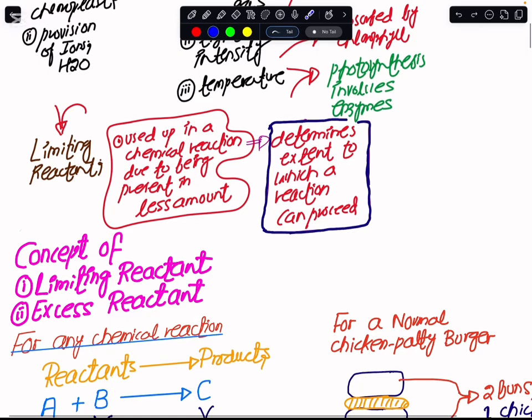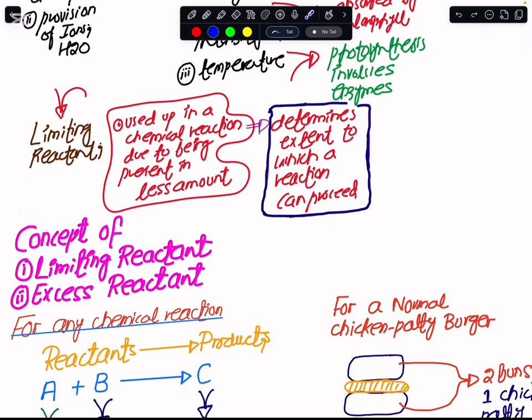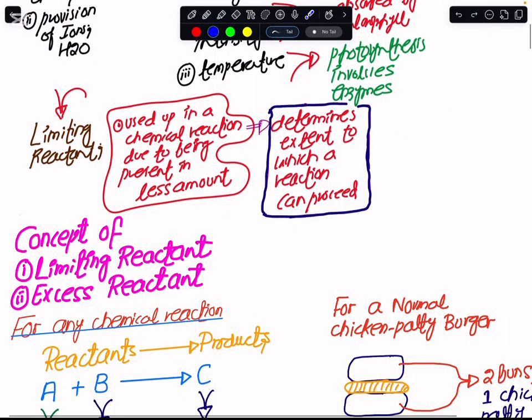Now, before we try to crack this topic, your idea of the limiting reactant and the excess reactant should be very clear. Whenever we say that some reactant is limiting, it indicates that it is the reactant that would be used up first in a chemical reaction and would determine the extent to which the chemical reaction would proceed. So this would be the limiting reactant. And whenever we talk about the excess reactant, it would be present in a larger amount and would not be completely used up in the chemical reaction, and cannot determine the extent to which the reaction can proceed. So this would be my excess reactant.